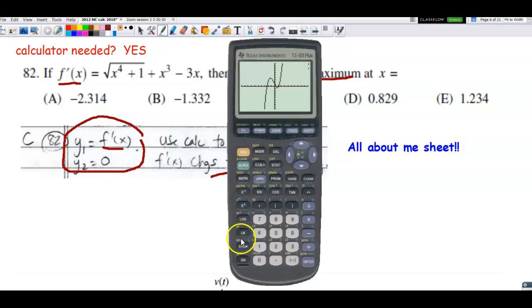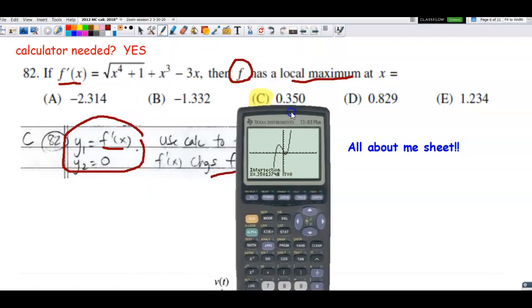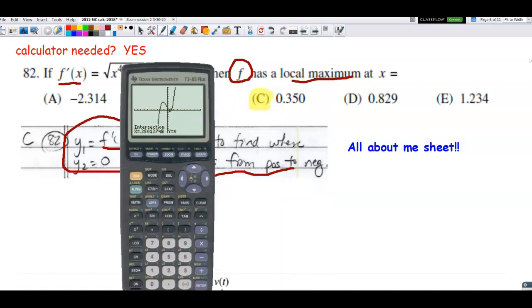It's not going to be at this point of intersection because the first derivative changes from negative to positive here. Here, it changes from positive to negative. So I'm going to do a second calc or a second trace, number 5. Remember that the calculator will find the point of intersection that's closest to your guess, and I get 0.350, which is the answer that I selected.